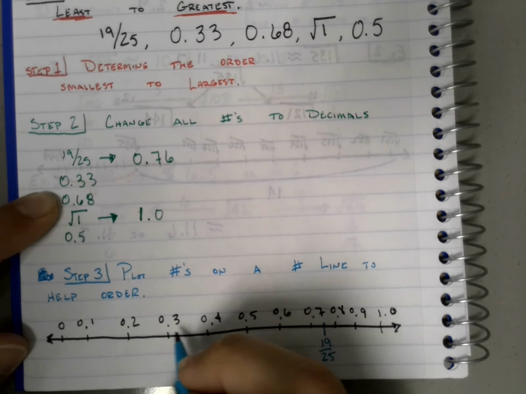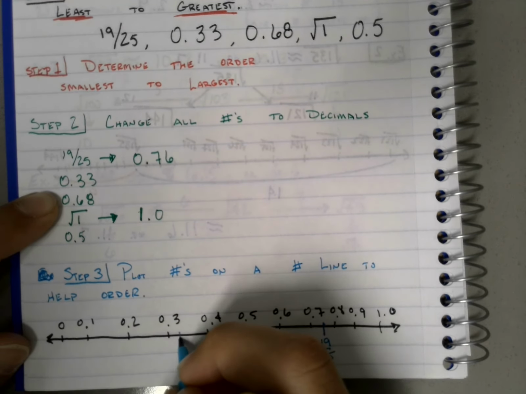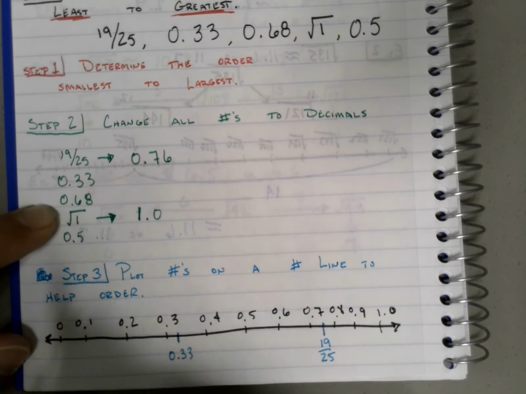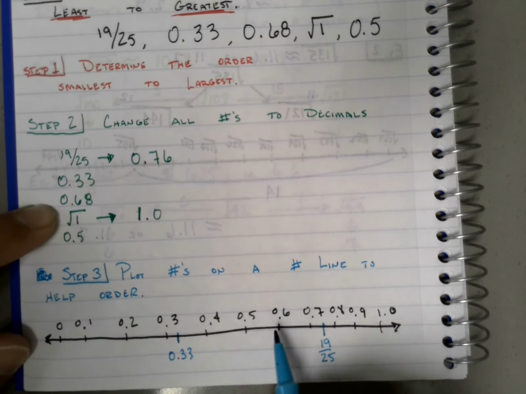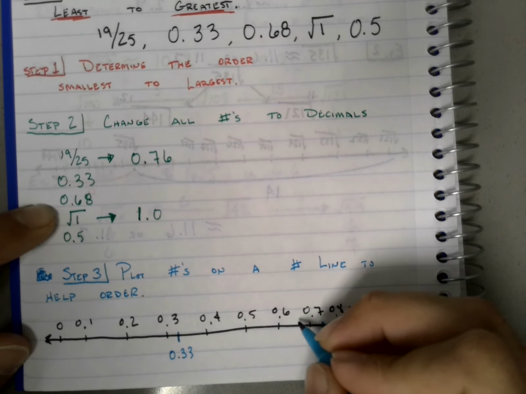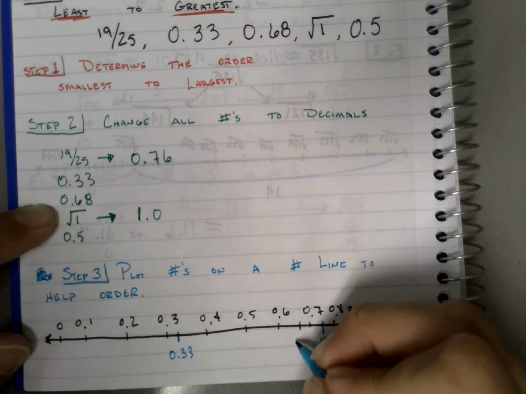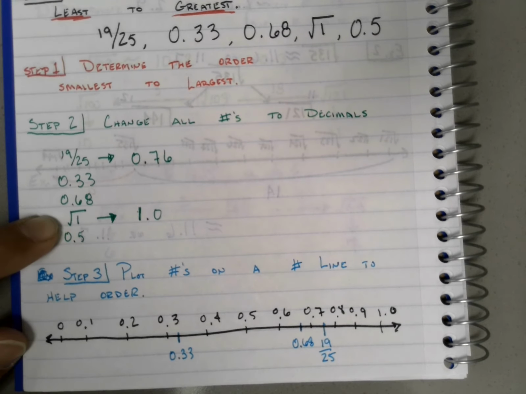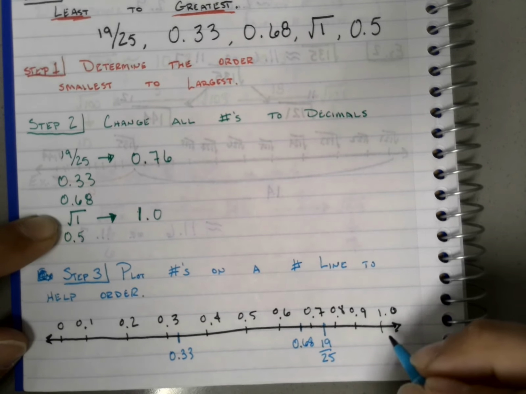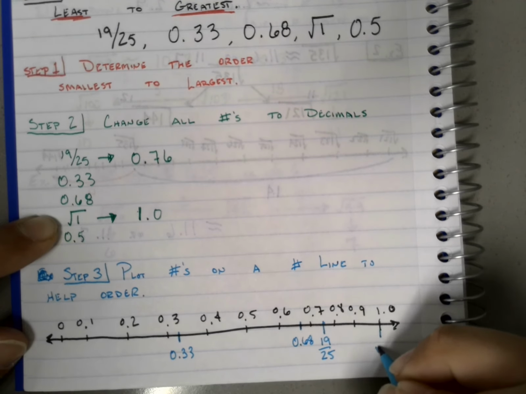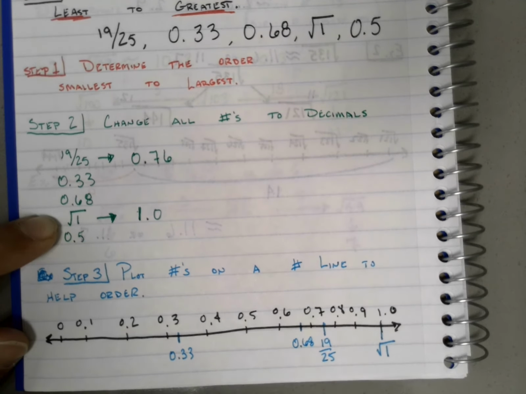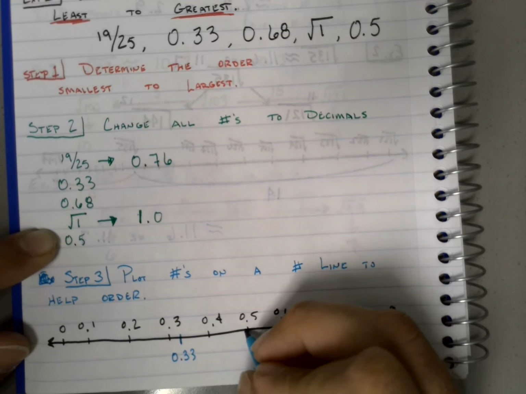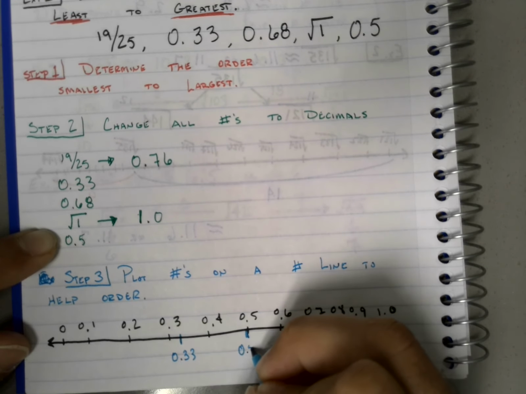0.33 is between 0.3 and 0.4, closer to 0.3. That's about right here. Okay. 0.68, that's between 0.6 and 0.7, closer to 0.7, so it's about right here. Square root of 1 is just 1, so that's going to be right here at the very end. And my last one, 0.5, that's right here in the middle. Okay, 0.5.